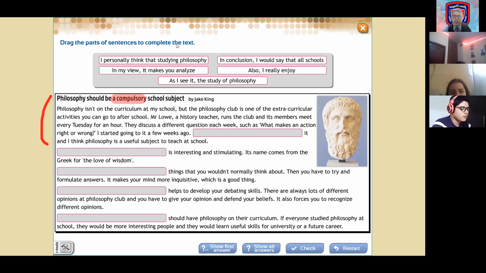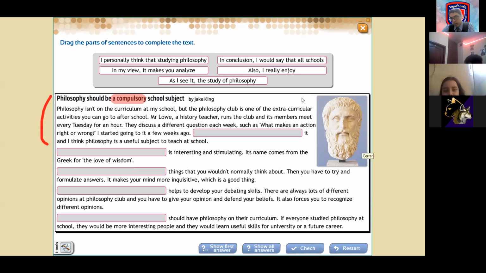I personally think that the philosophy is unknown. Also, I really enjoy it, and I think philosophy is a useful subject to teach at the school.